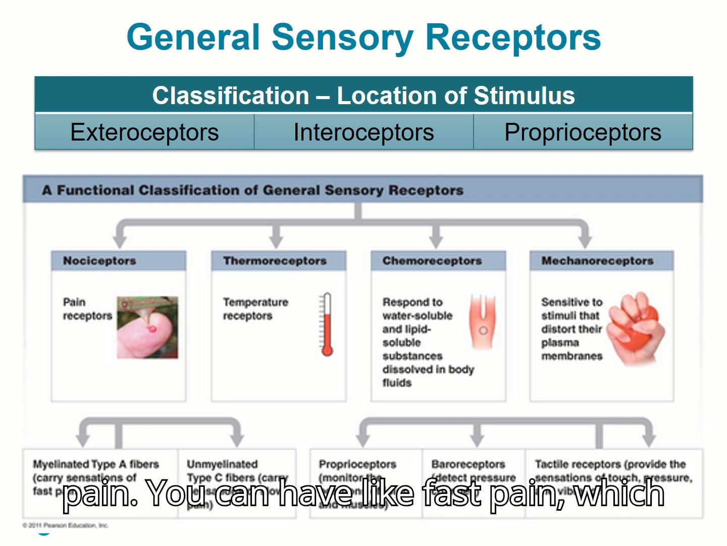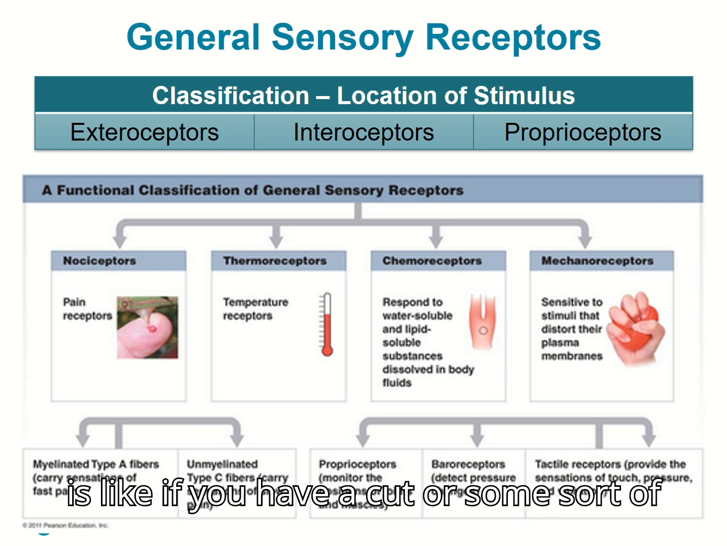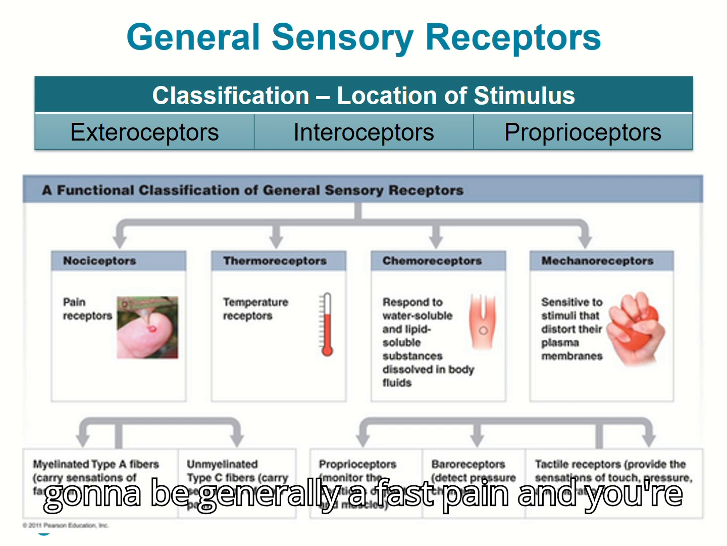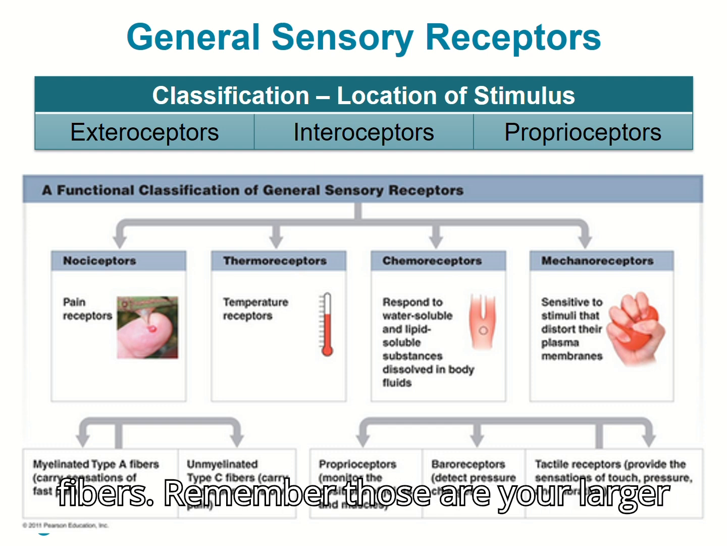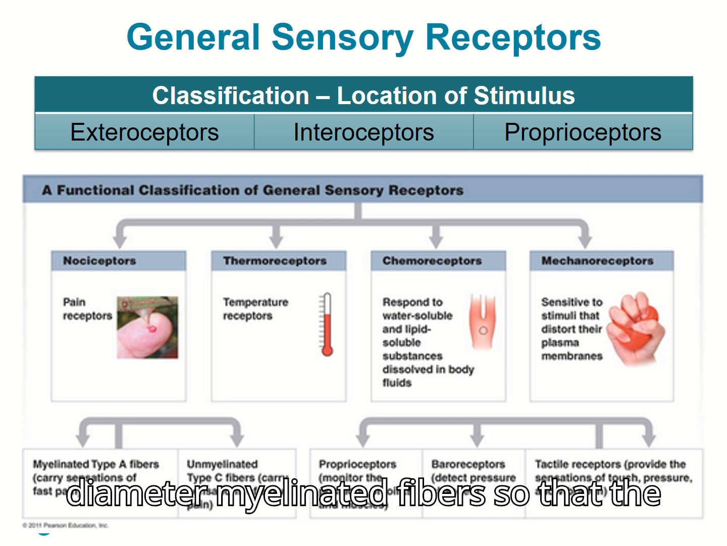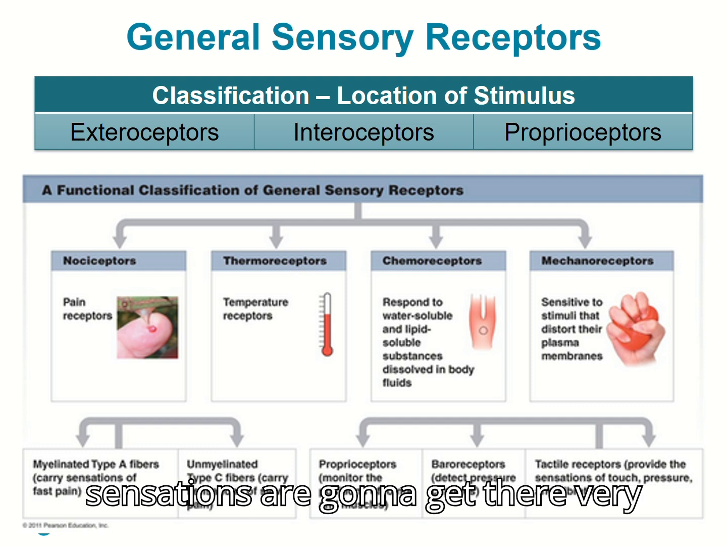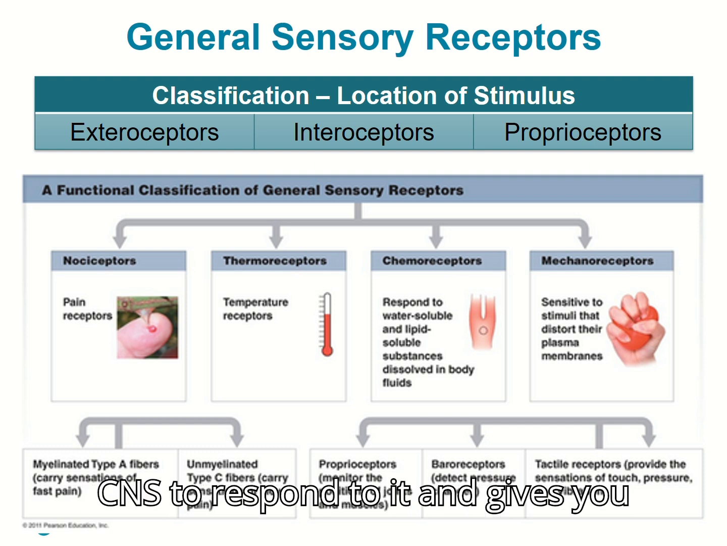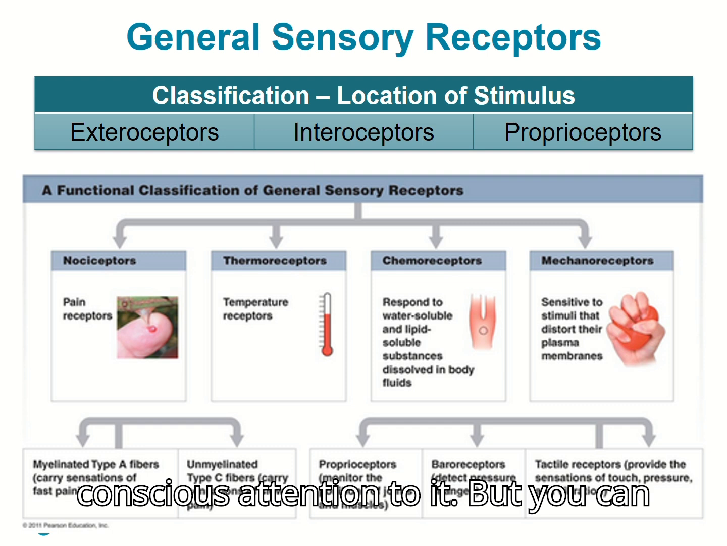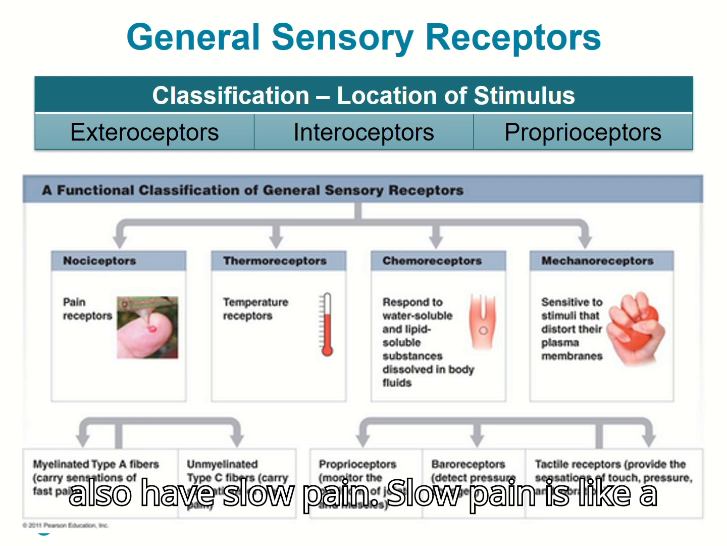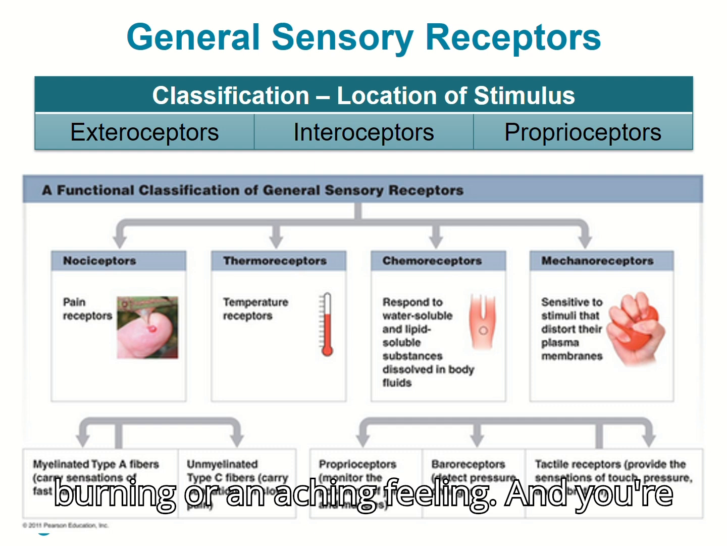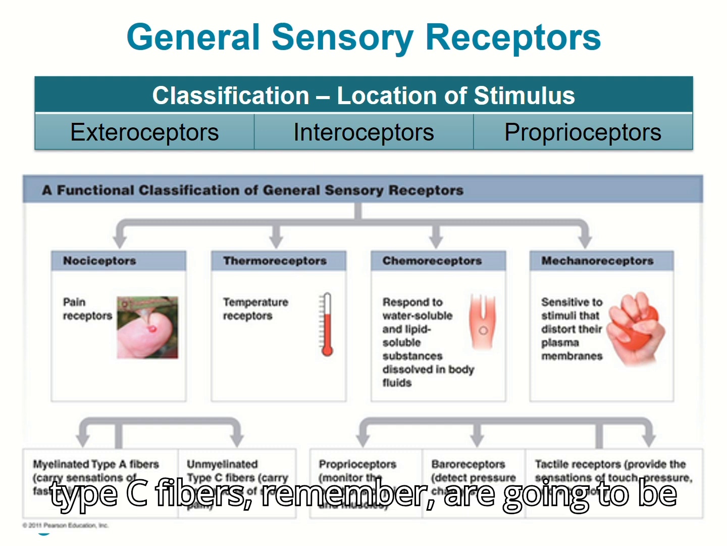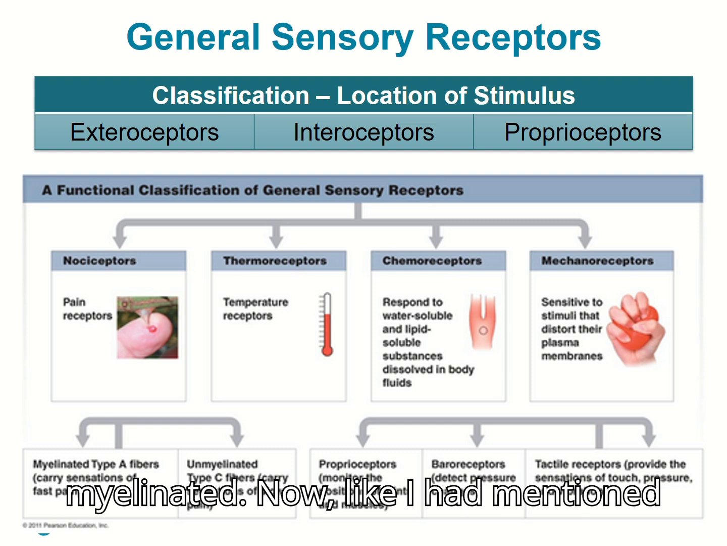You have different types of pain. You can have fast pain, which is like if you have a cut or some sort of trauma, that's going to be generally a fast pain, and you're going to be carrying that on your type A fibers. And remember, those are your larger diameter myelinated fibers, so that the sensations are going to get there very quickly, and they're going to trigger your CNS to respond to it and give you conscious attention to it. But you can also have slow pain. Slow pain is like a burning or an aching feeling, and you're going to have type C fibers that are going to be taking that information. The type C fibers, remember, are going to be very small in diameter and unmyelinated.